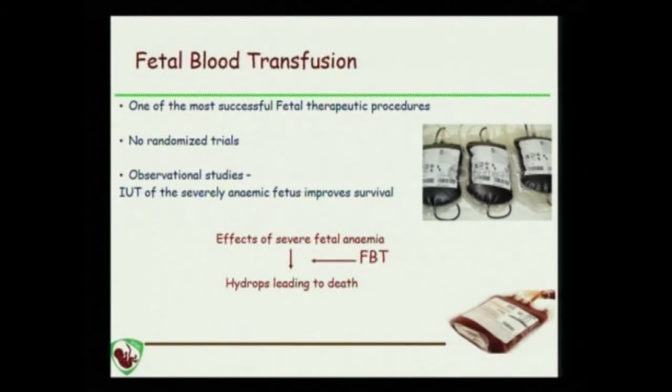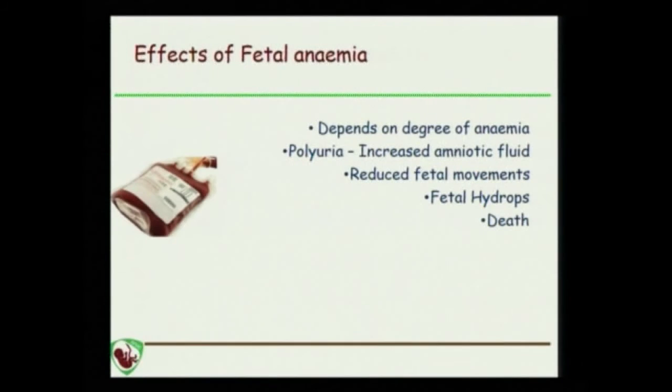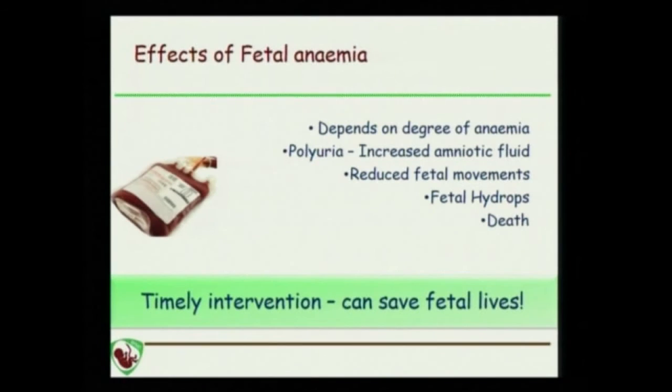Of course, there are no randomized trials because the benefit is too good to have one arm where we are not going to be treating these babies. So it is beyond doubt, it's been proven to be a very effective therapy. Fetal anemia causes polyuria, polyhydramnios, reduced fetal movements, fetal hydrops, and ultimately death. Timely intervention can save these lives. 97% survival has been shown in expert hands in an RH isoimmunized baby.